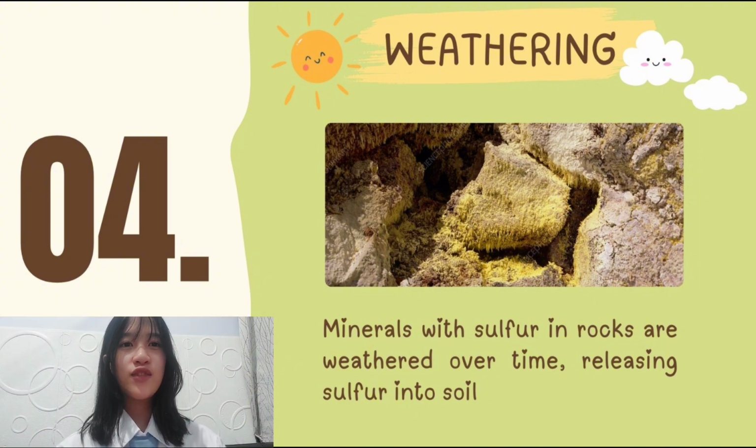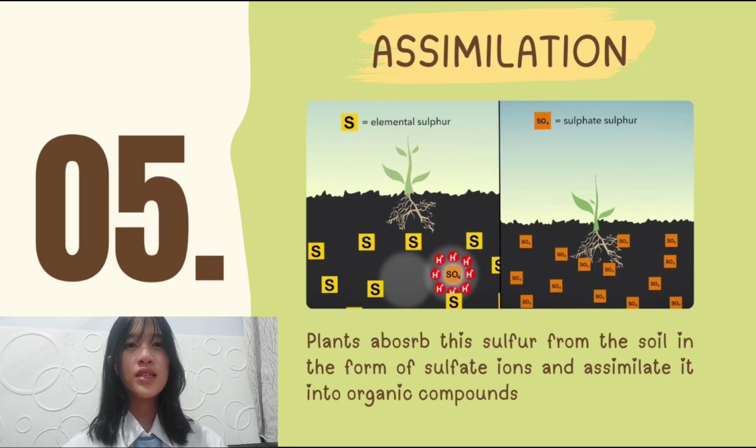Weathering. Sulfur is naturally found in rocks and minerals. Over time, this rock breaks down due to rain, wind, and temperature change. This process releases sulfur into the soil and water in the form of sulfate, SO4 2-. And then next, assimilation. Plants take in the sulfate and convert it into organic sulfur compounds, which are essential for their growth.